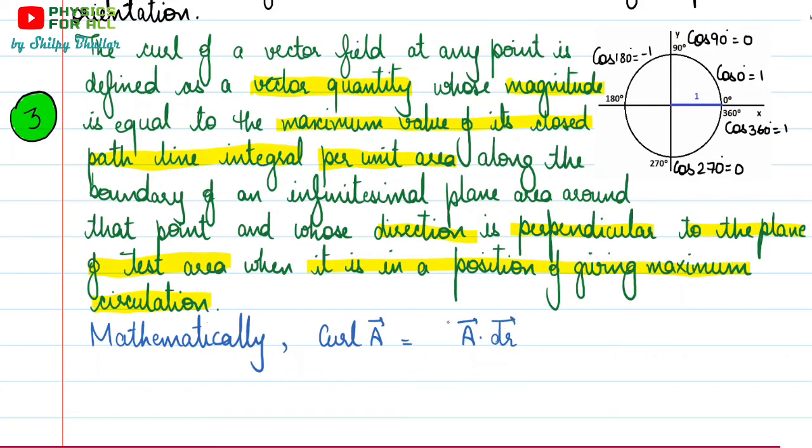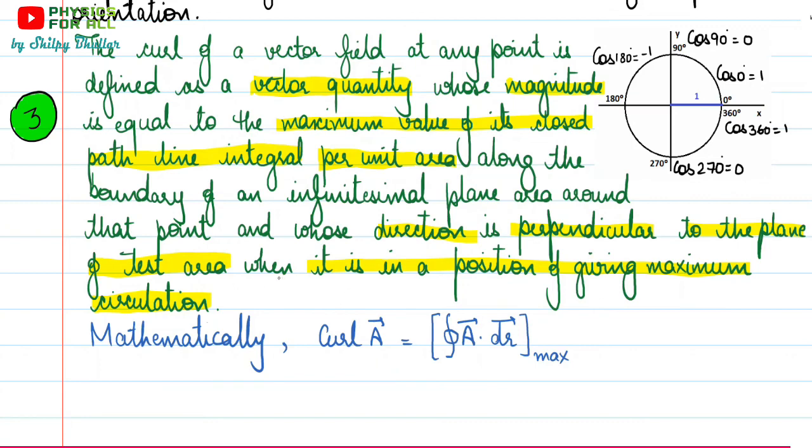And then it is saying closed path line integral. This single integral is the representation of line integral, but we are saying closed path line integral, so we have to put a circle over here. And then it is saying maximum value of its closed path line integral, so here I'm going to write down the maximum value. We have to pick the maximum value along the boundary of an infinitesimal plane area around that point and whose direction is perpendicular to the plane of test area.